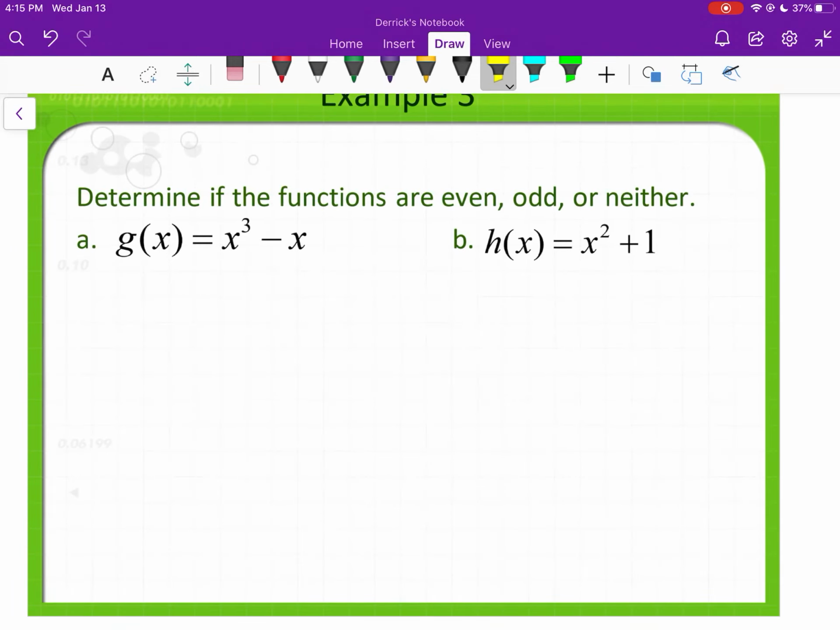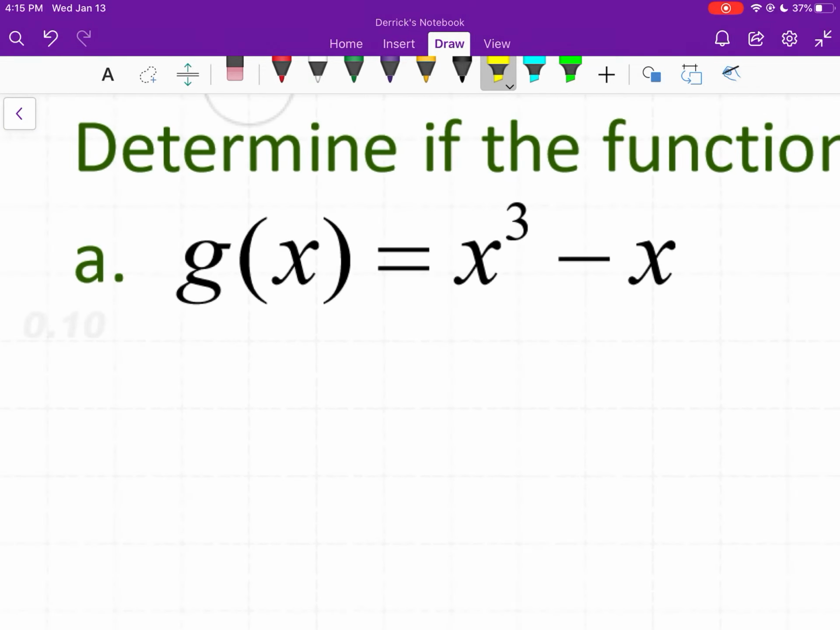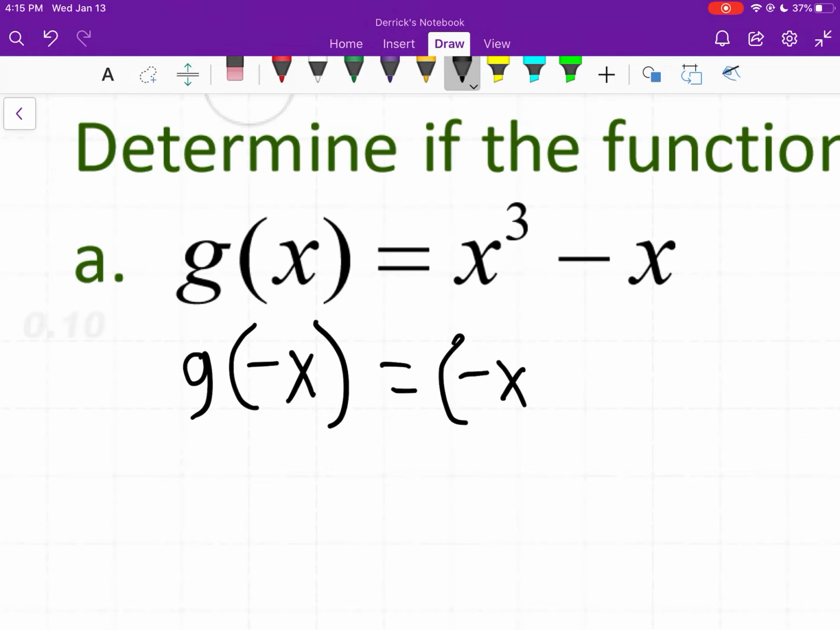So as you can see, we've been given functions here, and it's asking us to determine if it's even, odd, or neither. Let's say I gave you the function g of x equals x to the third minus x. To start off, we're going to plug in negative x for x, meaning instead of x to the third, we would now have negative x to the third, and now we'd be taking it minus a negative x instead of just x. That's what I mean by plugging negative x in for x.